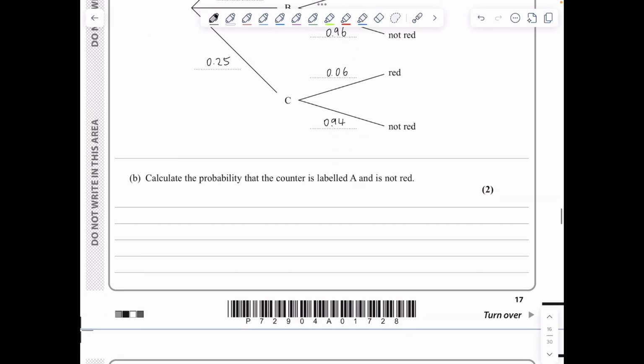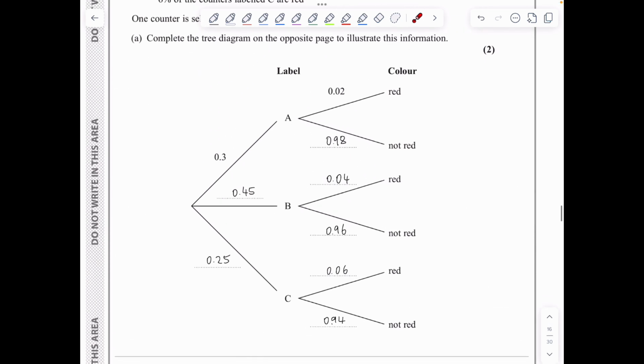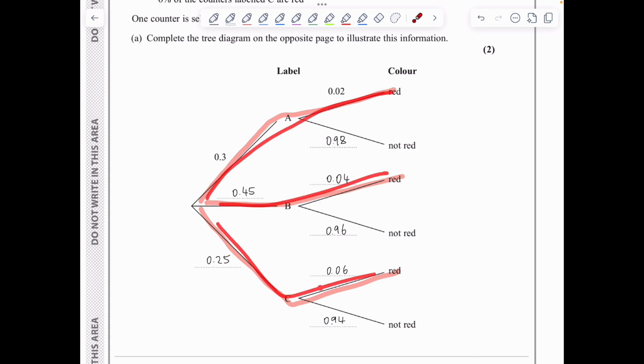So if we do 0.3 times 0.98, we get an answer of 0.294. In part C, we need to calculate the probability that the counter is red. So looking at the tree diagram once more, we're going to be at the A and red, or B and red, or C and red. So I will be adding up the three probabilities, 1, 2, 3.